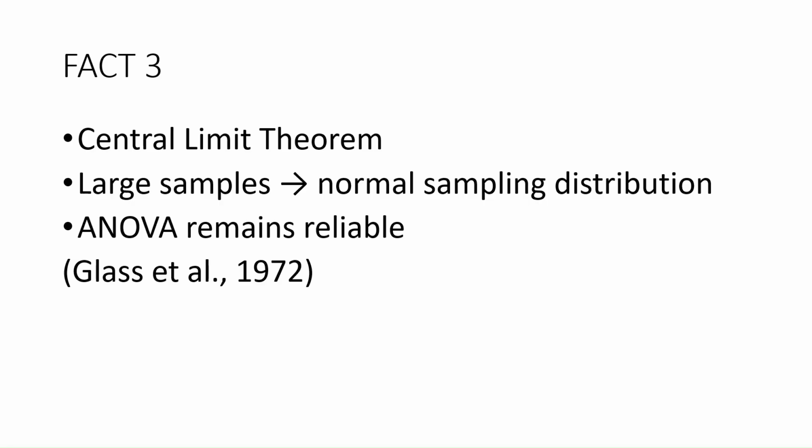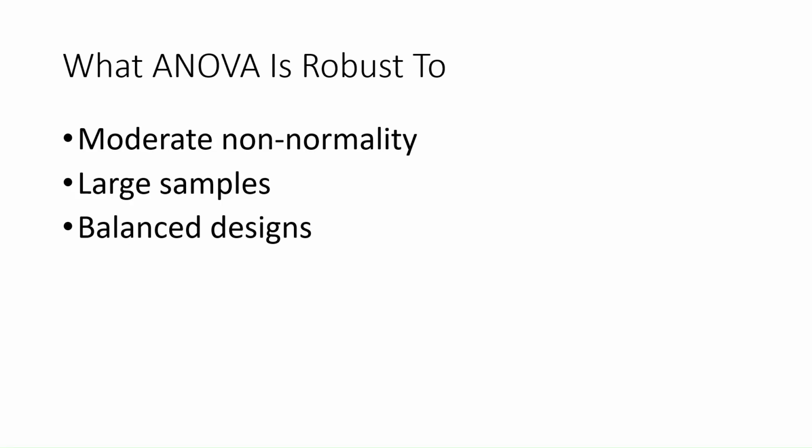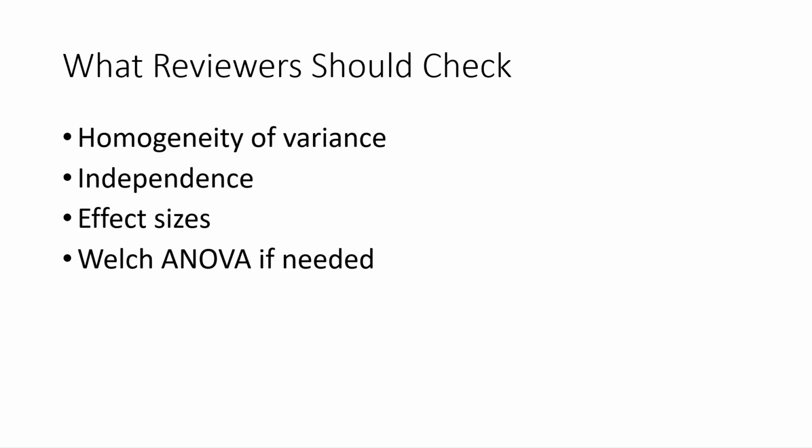Glass, Peckham, and Sanders demonstrated as early as 1972 that ANOVA maintains correct error rates even under substantial non-normality when sample sizes are large. Extensive simulation studies have shown that ANOVA is robust to moderate deviations from normality, particularly in large and balanced samples. Serious problems arise mainly with small samples and extreme outliers.